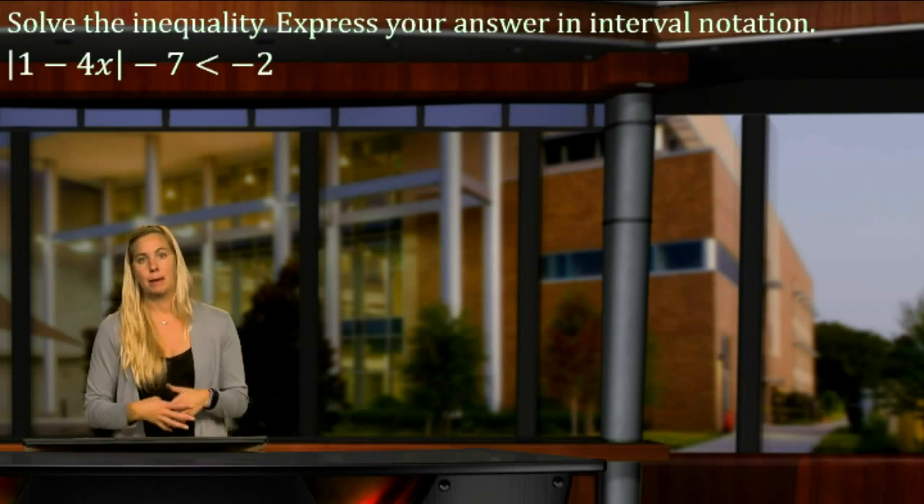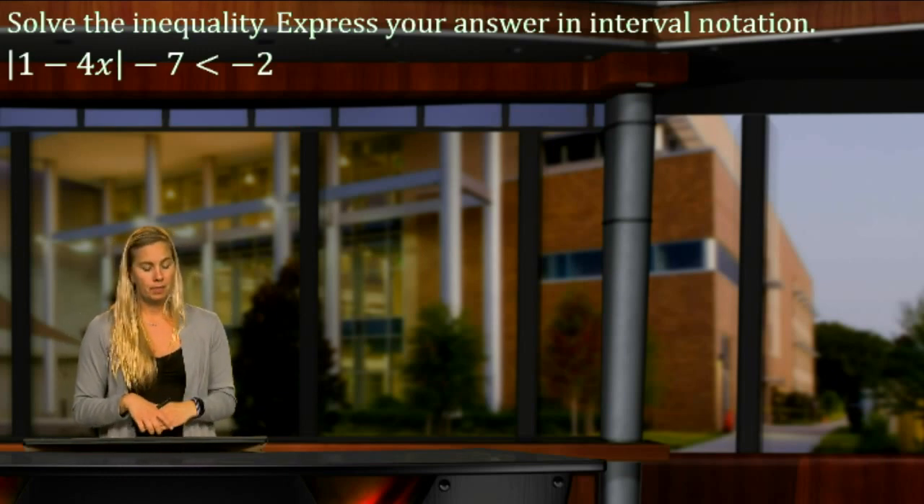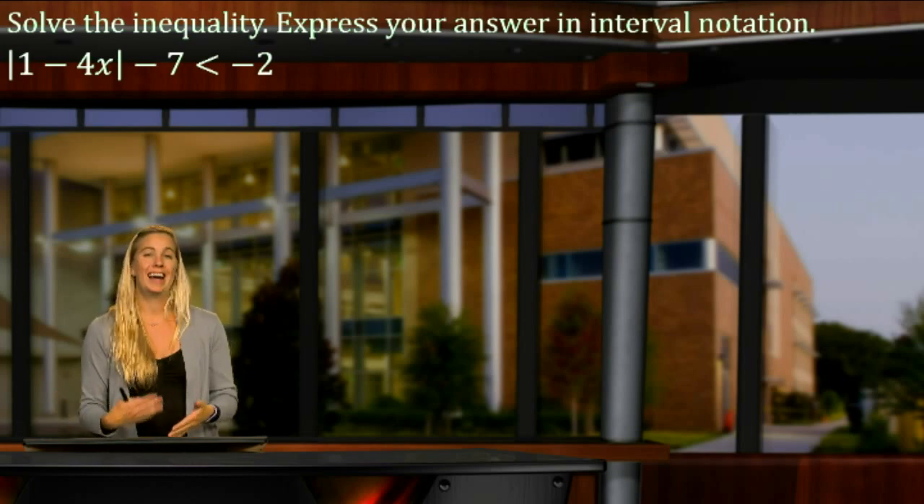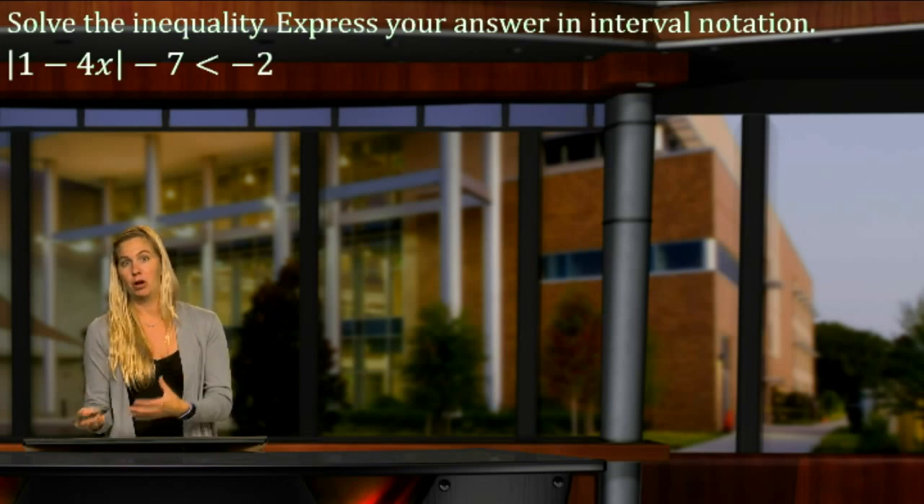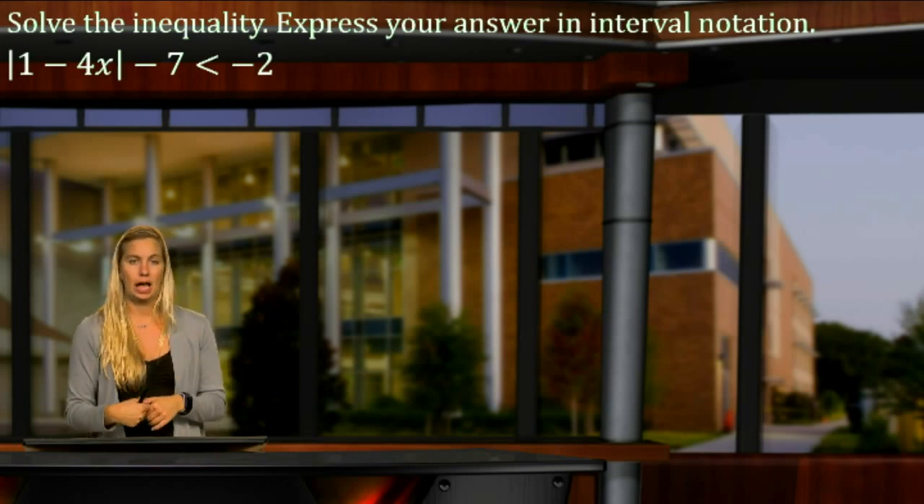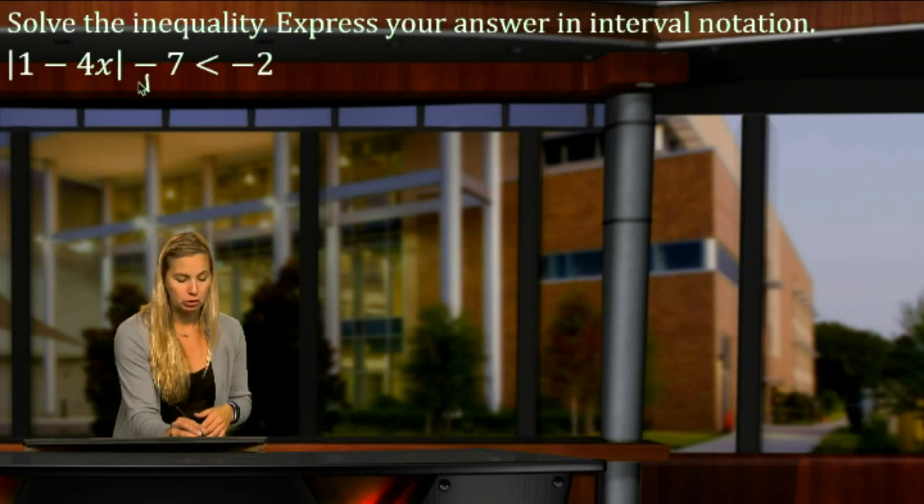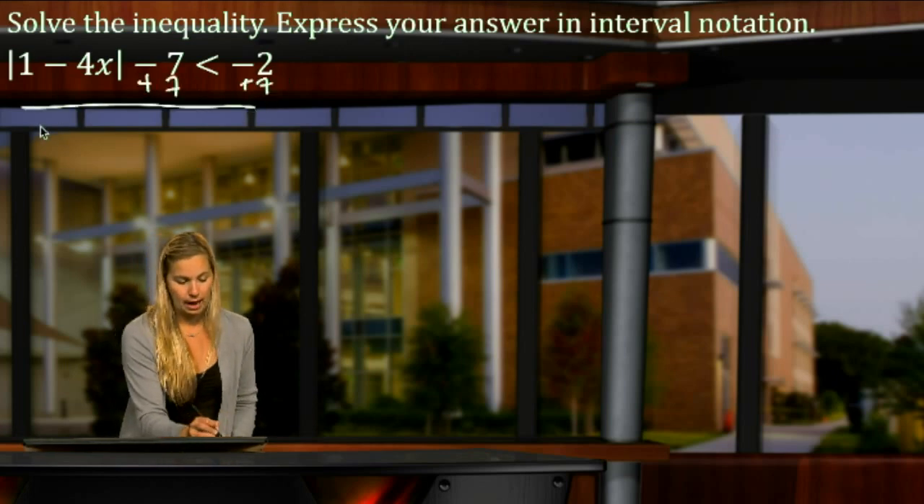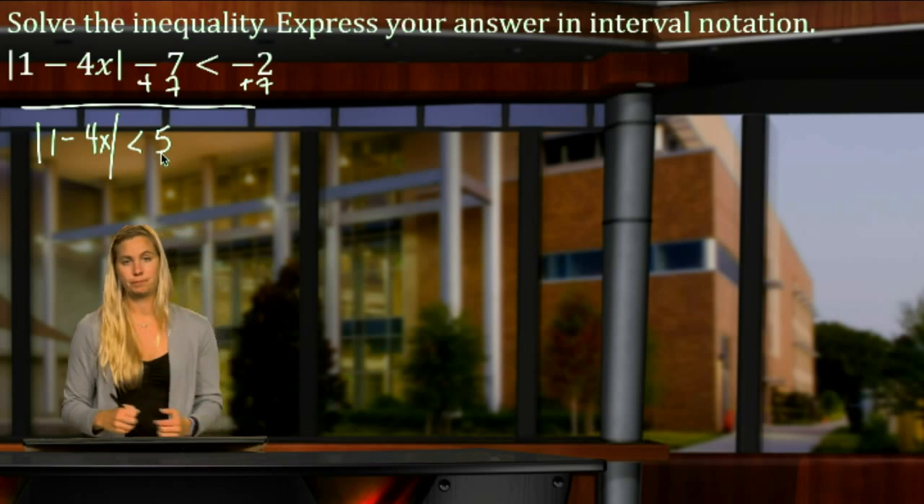Next, let's look at some absolute value inequalities. Absolute value of 1 minus 4x, minus 7, is less than negative 2. We always want to start by isolating the absolute value. Whether it's an inequality or an equation, you want to isolate the absolute value first. So we're going to do that by adding 7 to both sides. So we have the absolute value of 1 minus 4x is less than 5.